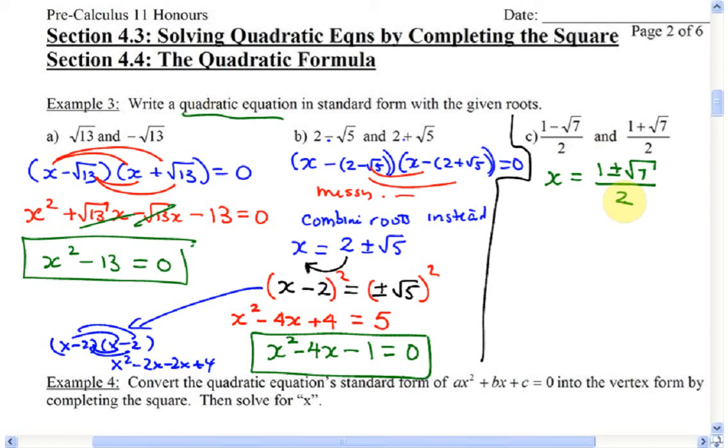Multiply by 2. Excellent. So let's make this 2x equals 1 plus or minus root 7. And you're almost done isolating the root. What's next? Minus the 1. Thank you. So 2x minus 1 equals the plus or minus root 7. And now you're ready to square both sides. You go ahead and finish this off.